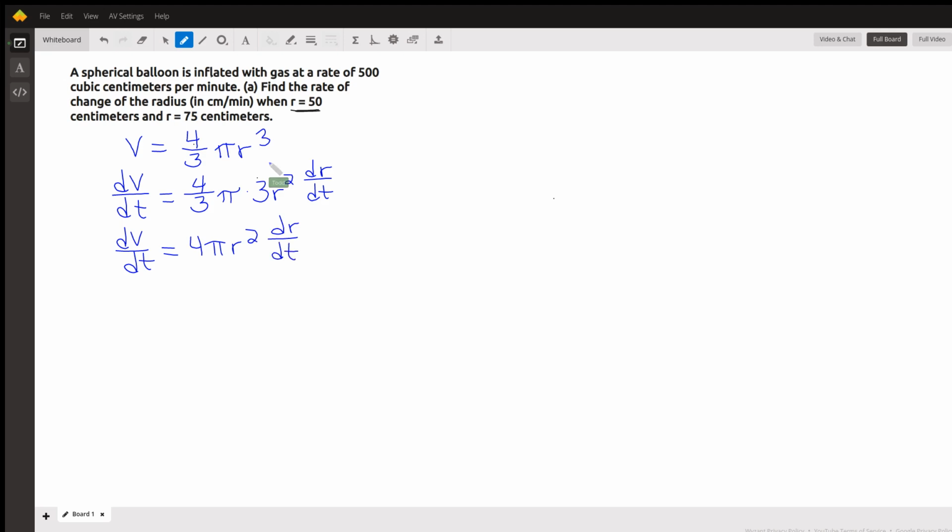Okay, now let's think about what we can plug in. The first thing they tell us is the balloon is inflated at 500 cubic centimeters per minute. That's the volume change, the change of the volume over time, so that's dV/dt. So that 500 goes there. 4 and pi are just constants. As for the radius, that's part A, where they say the radius is 50, so we put 50 in for r.